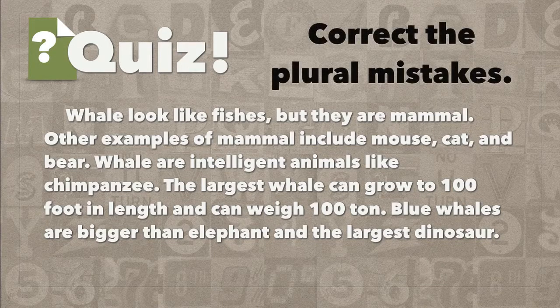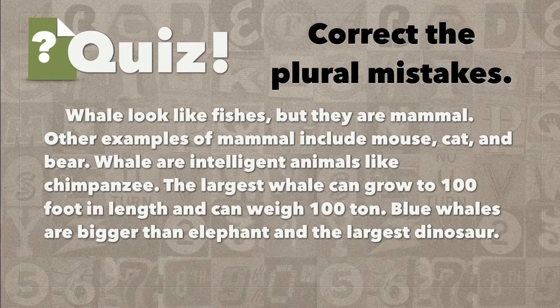Quiz time. I'd like you to correct the plural mistakes. This paragraph has several problems with plurals. Can you find them? Pause the video, take a moment, and think about your answers. 3, 2, 1. Let's read together. Whales look like fishes, but they are mammal. Other examples of mammal include mouse, cat, and bear. Whale are intelligent animals like chimpanzee. The largest whale can grow up to 100 foot in length and can weigh 100 ton. Blue whales are bigger than elephant and the largest dinosaur.